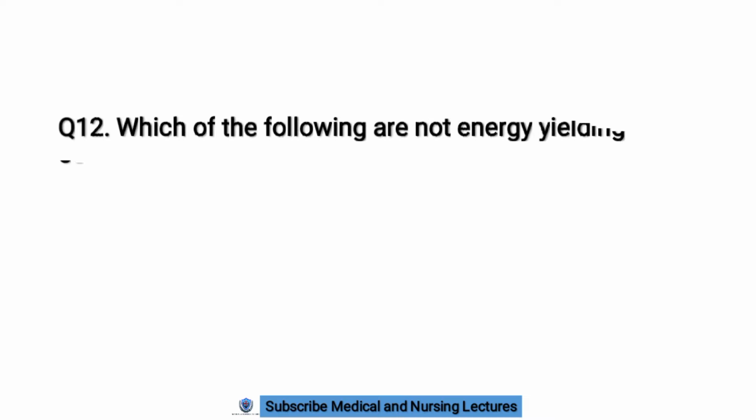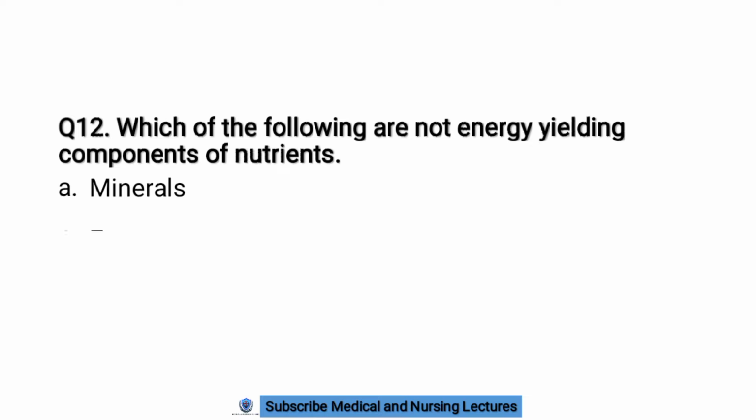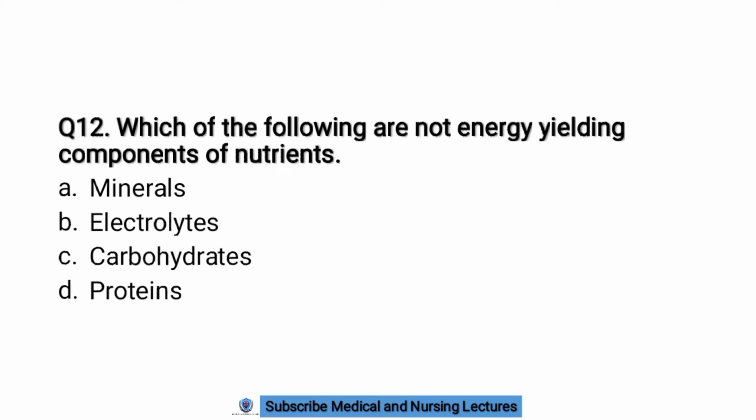Question number 12. Which of the following are not energy yielding components of nutrients? Minerals, electrolytes, carbohydrates, proteins, both A and B. So as we know, minerals and electrolytes are components of nutrition, but they do not produce energy. So here option E is the correct one. Both minerals and electrolytes do not produce energy.